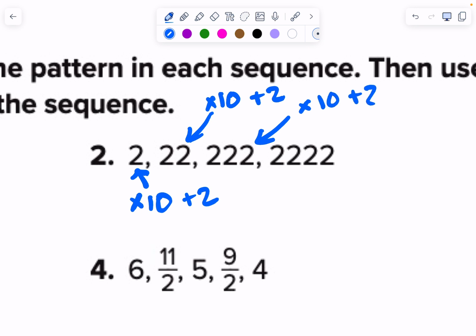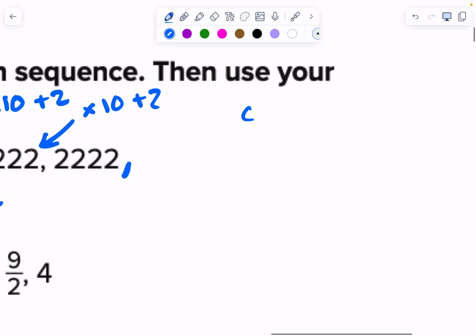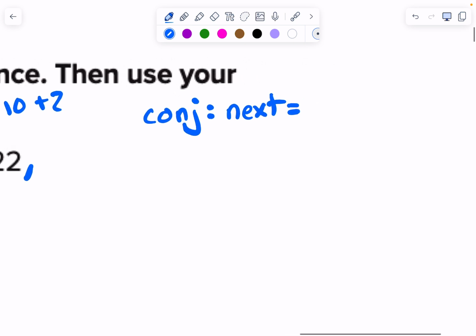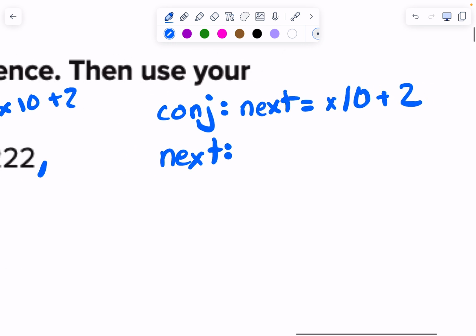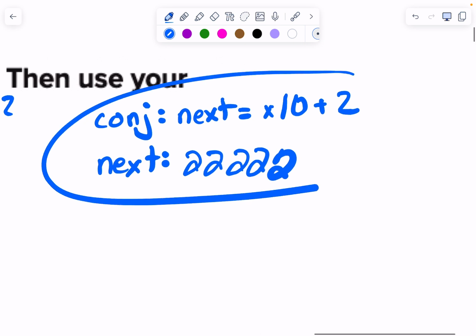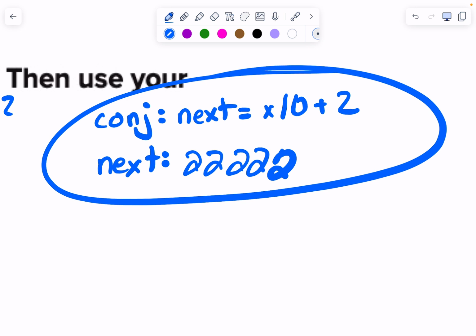So what's the next number? Hold on. My conjecture is the next term equals the previous term times 10 plus 2. The next term in the sequence is, how many 2s? 5 2s: 1, 2, 3, 4, 5. That's how you do this one. That's number 2. That's a lot of 2s. 22, 222.